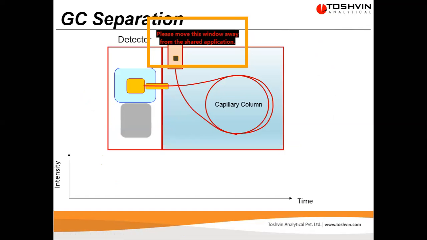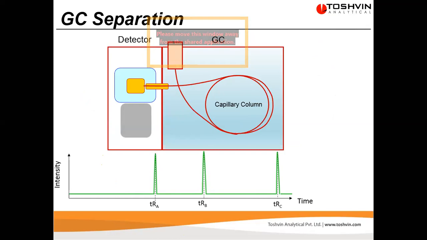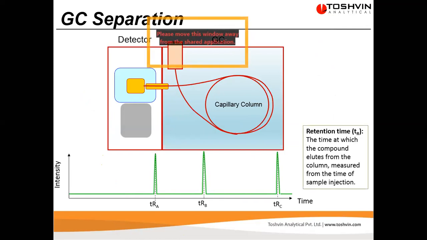This is the same thing I have shown you. I'm injecting my sample. It will go through my column. Compounds will get separated, and the detector will detect all of them. This is the type of chromatograph we see in our systems, this type of output. And this term you must all know, retention time. You should know the time at which the compound elutes from the column, measured from the time of sample injection. The axis is normally in minutes, so you get to know the retention time of this peak, this peak, this peak.